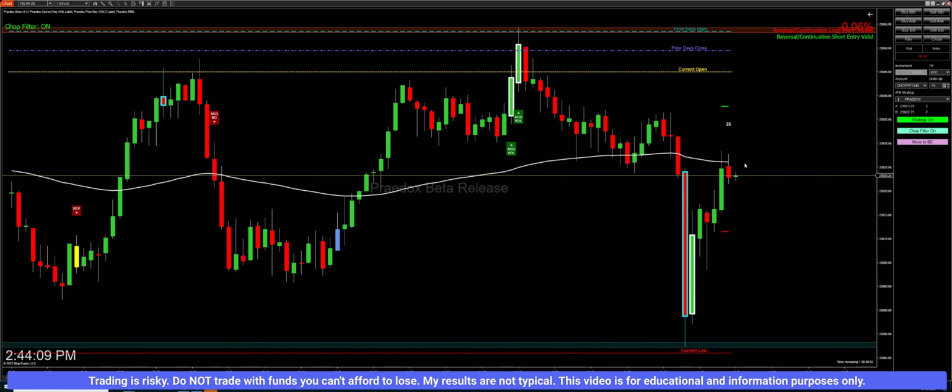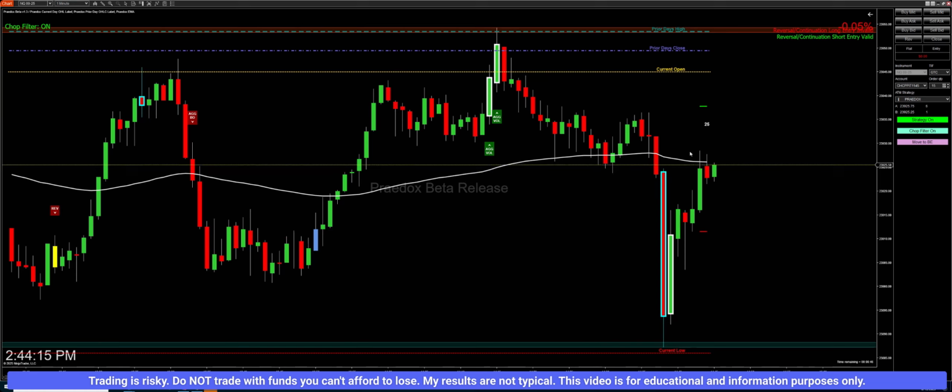As you can see, it's just hanging around the EMA right here. We may see some room to the upside here. See if we can get an aggressive breakout of this. With some volume behind it would be awesome.